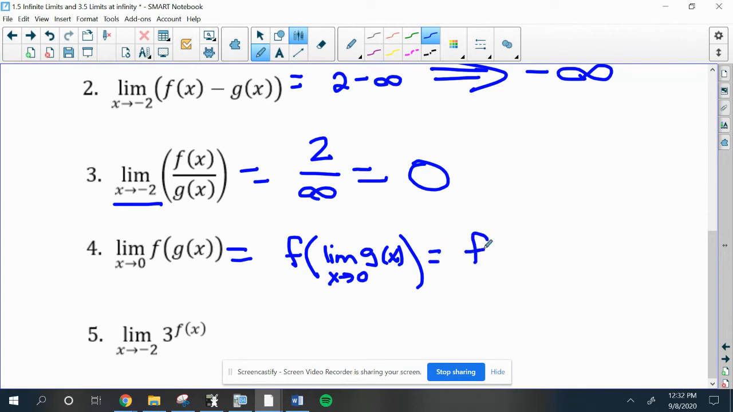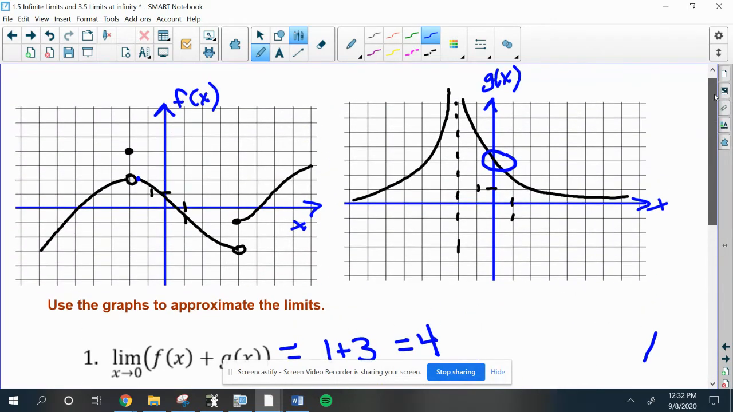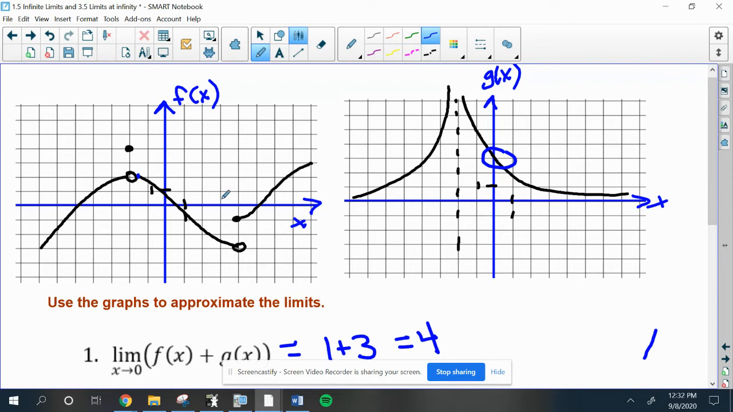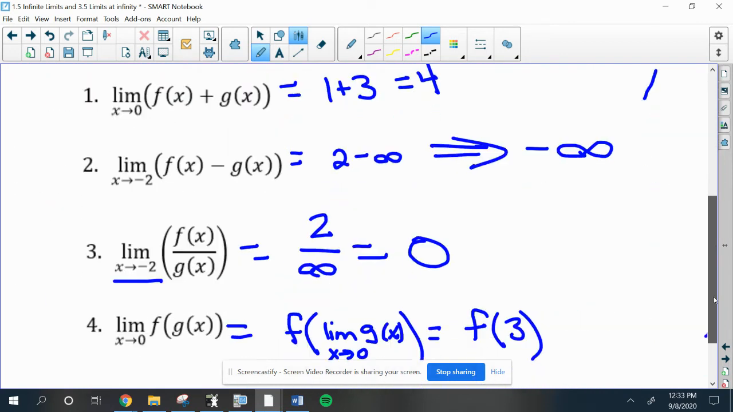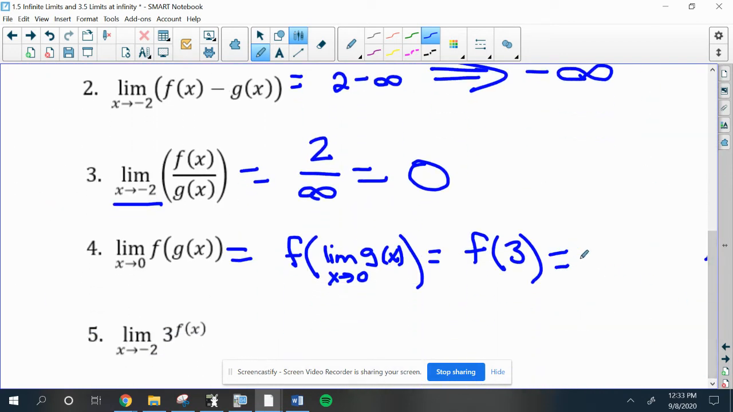We have to look for f of 3. This is not a limit anymore. This is just looking to the function f, going to 3, and determining what the value is. Now, the value looks like it's about -1 to -2.5. That's not exact, but as close as we can get.